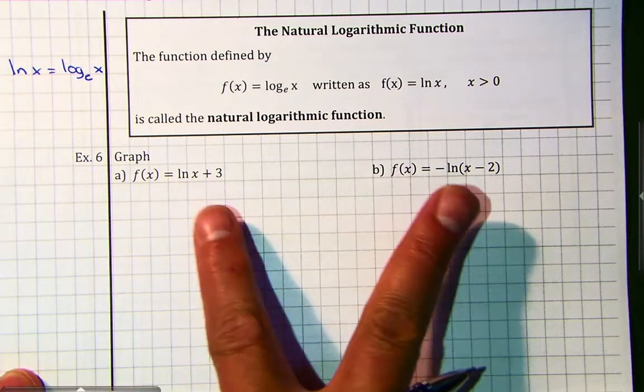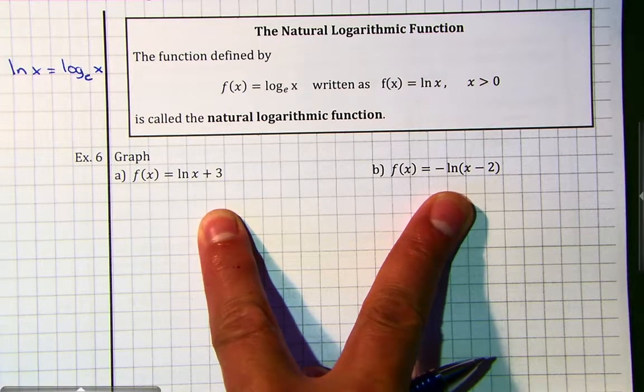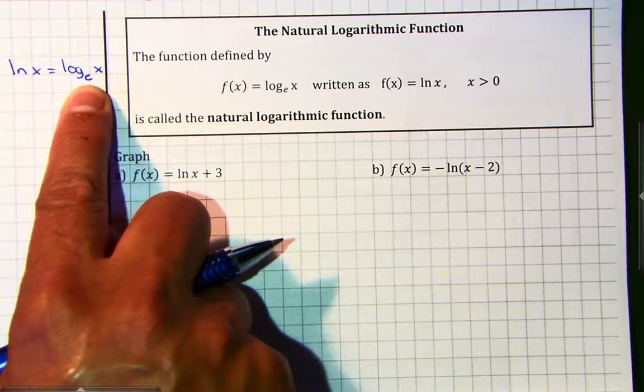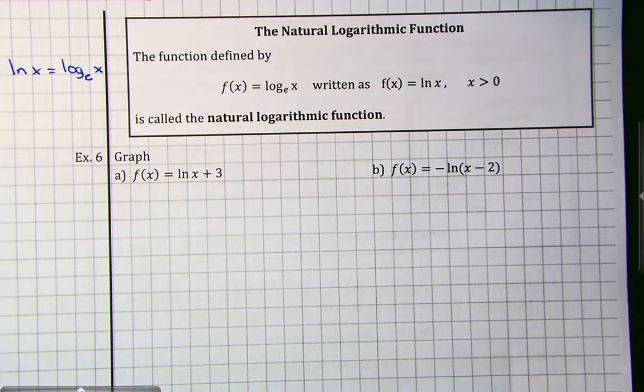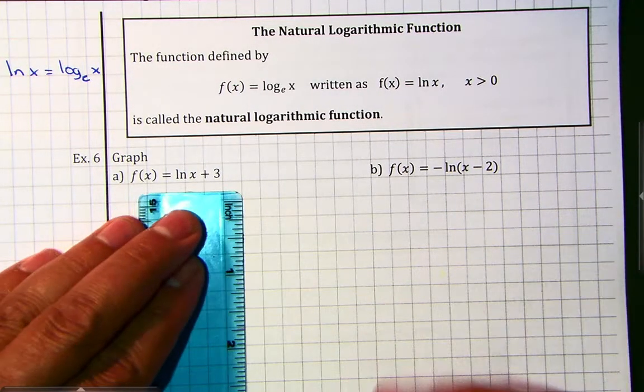So when we graph, it's going to be exactly the same process. Remember, e is 2.7. So let's go and graph 6, and then I'll let you guys graph b by yourselves. So we'll graph a together.